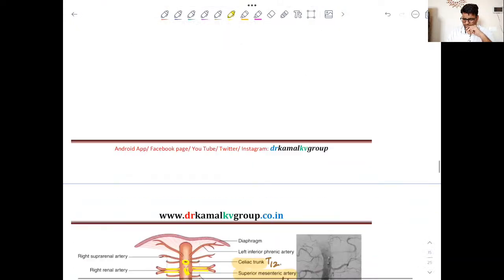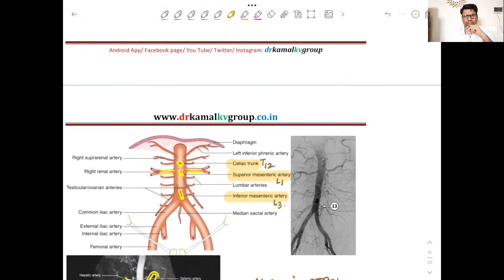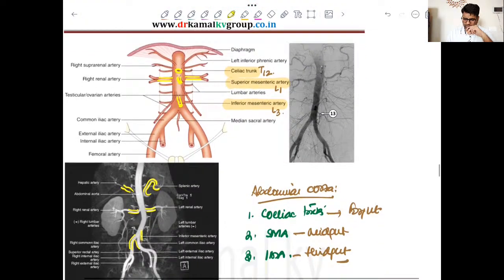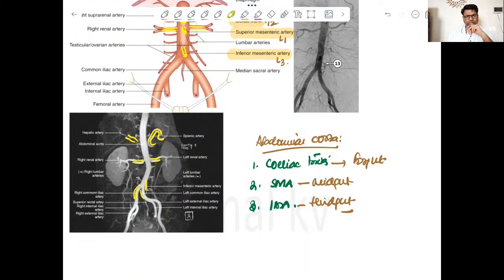So just get to know the basic, the important ones only. No need to read the entire image, right? So these are the three common ones which you should remember.